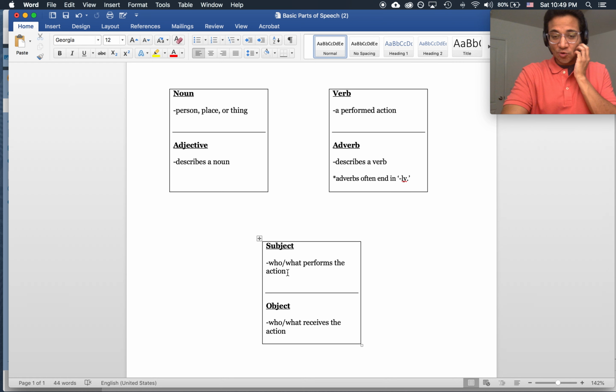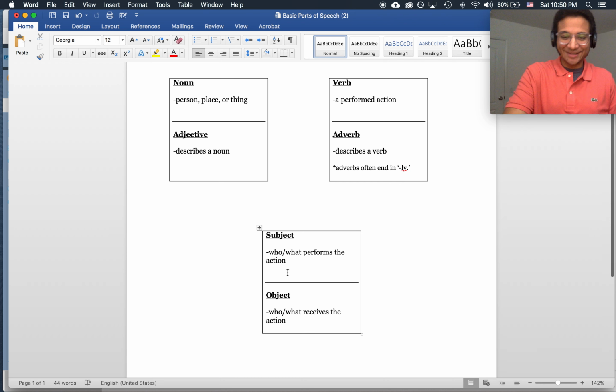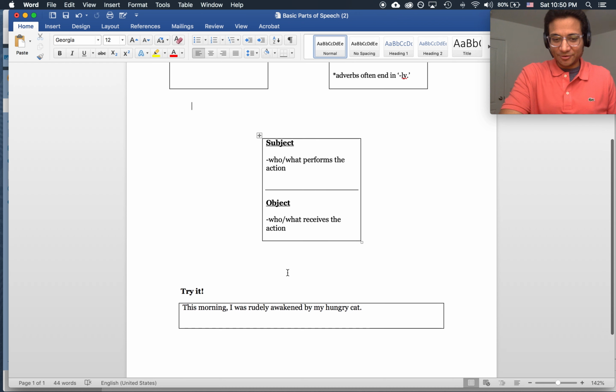The subject is who or what performs the action. Because in a sentence, to have a complete thought or idea, there's a subject doing something, a verb, right? To express a complete thought, to have a complete sentence. And the object is who or what receives the action. So if the subject does the action, then the object receives it. I actually have an example for you here.